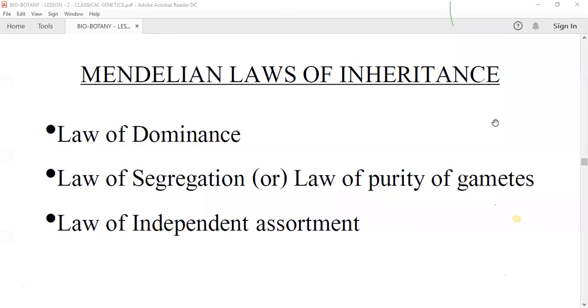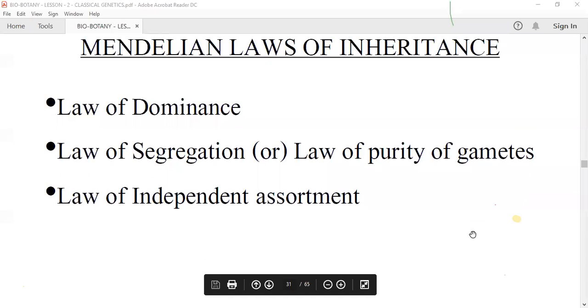Students, please don't draw now. You listen to the class. Afterwards, you can draw. So the next is the Mendelian laws of inheritance. These are the law of dominance, the law of segregation or law of purity of gametes, and the law of independent assortment.